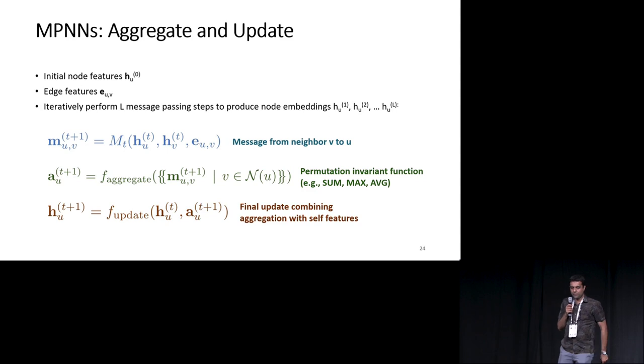And then the final step is to apply this update function, where you take this aggregated vector and combine it with your own features. This updates the node representation to the t plus first step. So you basically produce a series of node embeddings that get refined as you do more message passing steps.